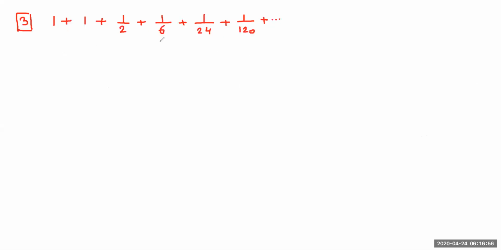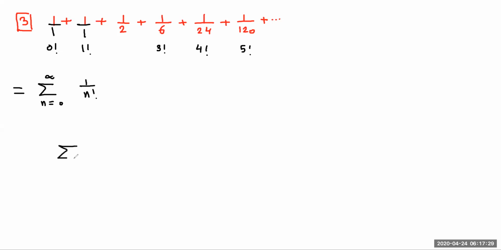The next exercise, here we have 1 plus 1 plus 1 over 2, 1 over 6. Remember that 6 is 3 factorial, 24 is 4 factorial, 120 is 5 factorial. And this is 1 over 1, and this one is 1 factorial. Here 1 over 1, this is 0 factorial. So I can write this as sigma 1 over n factorial from n equals 0 to infinity.